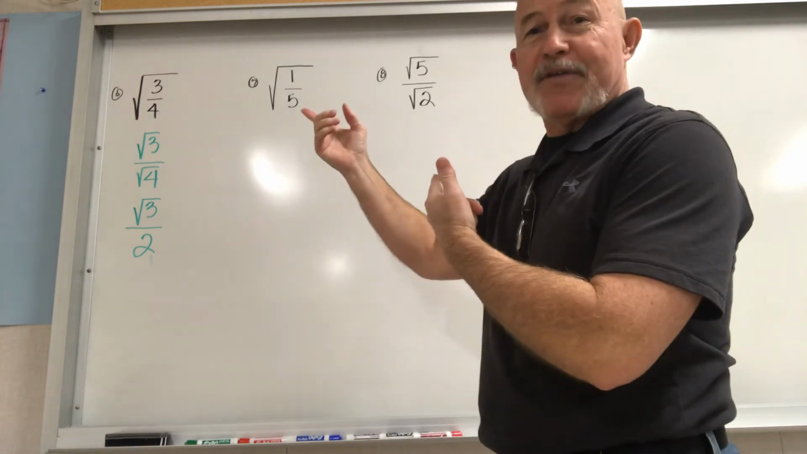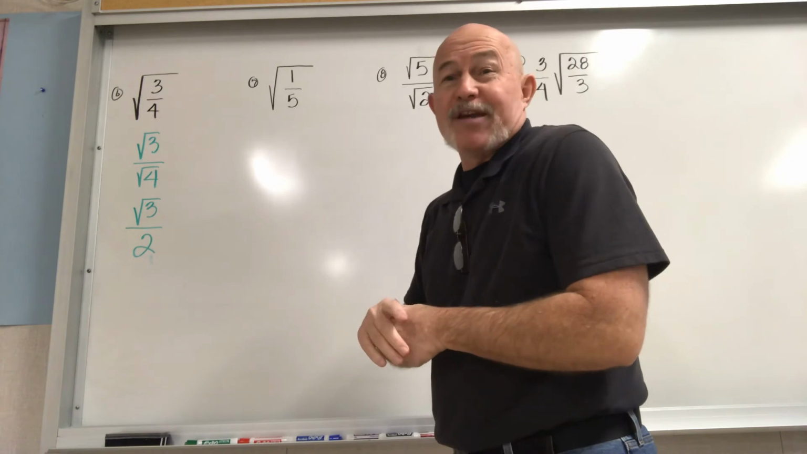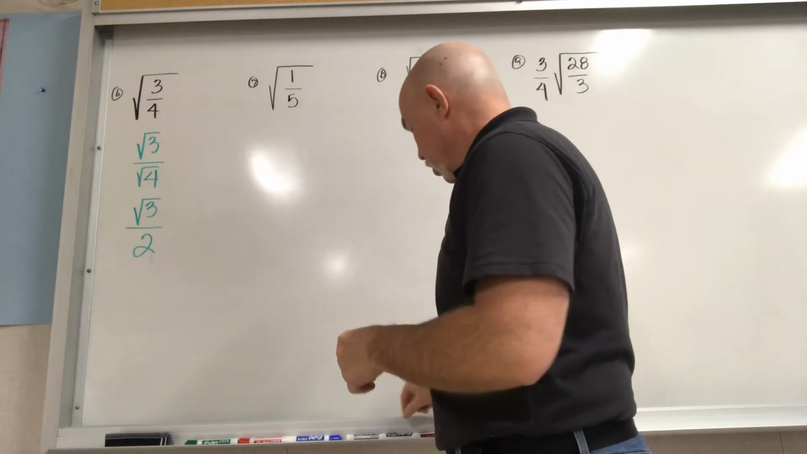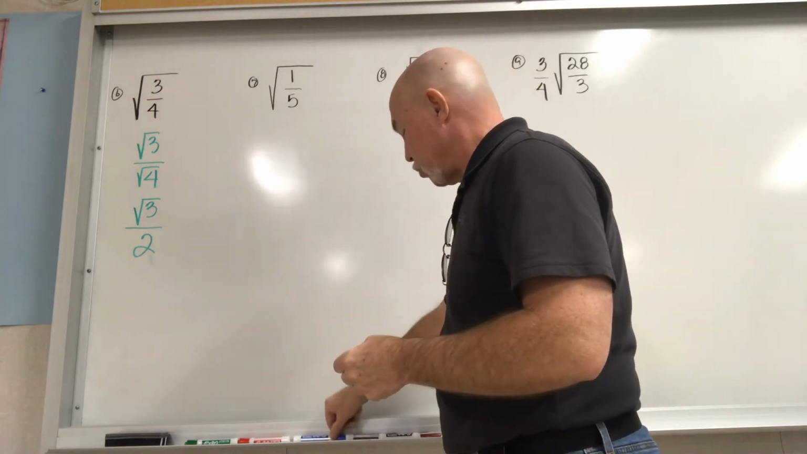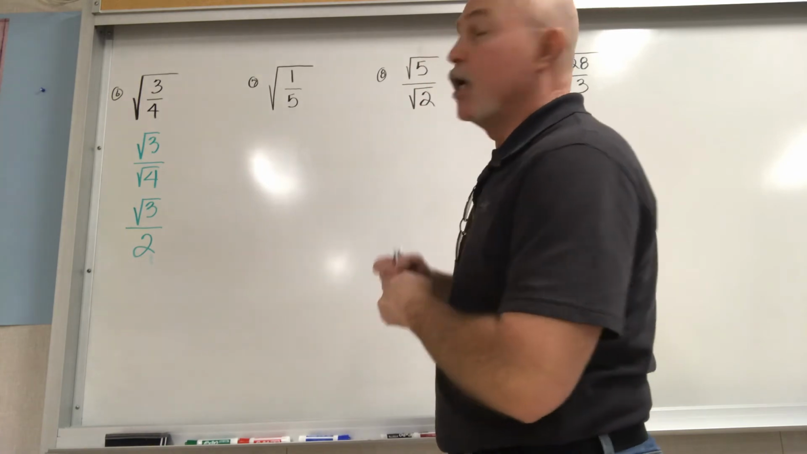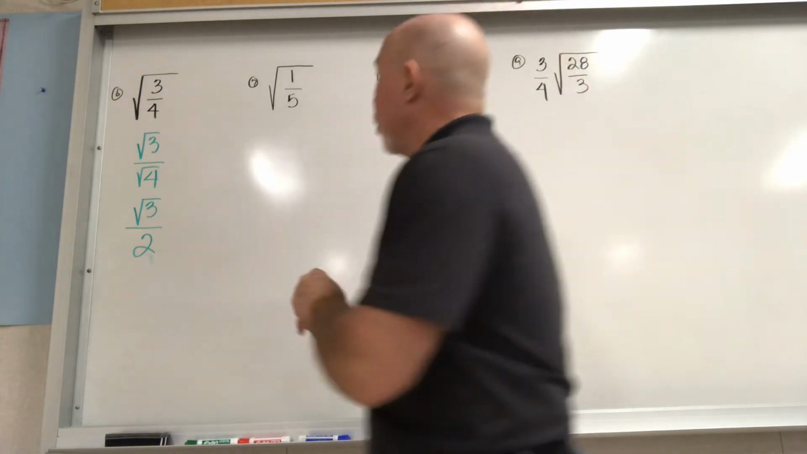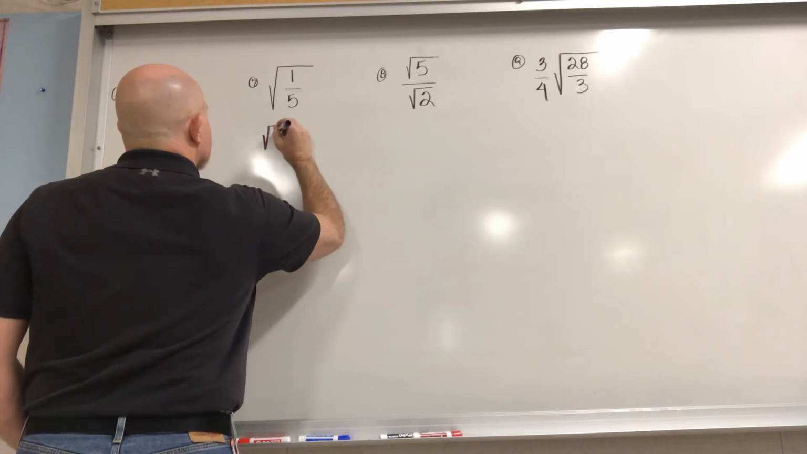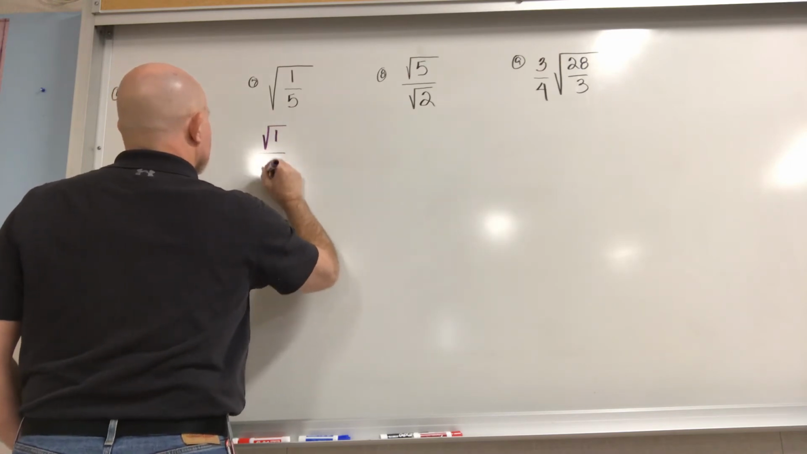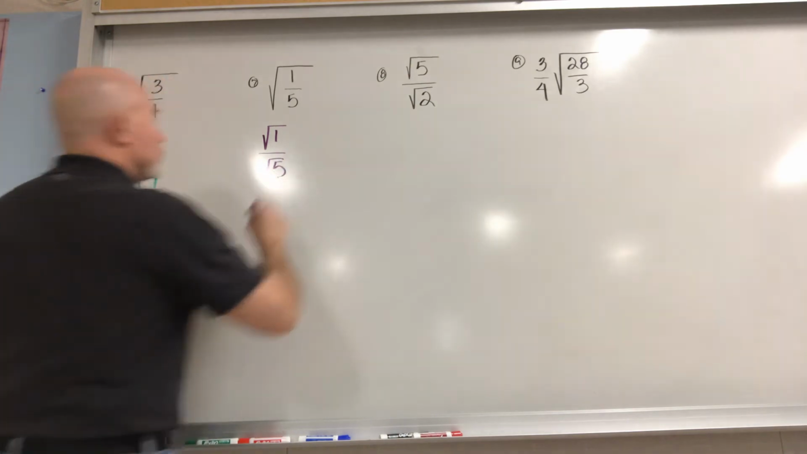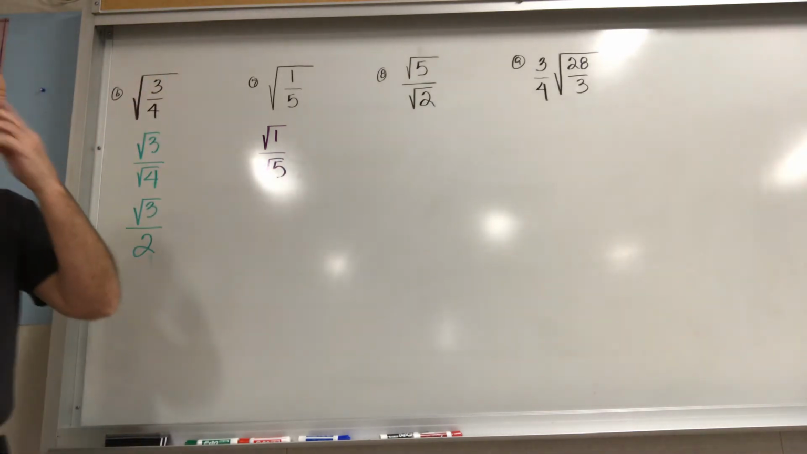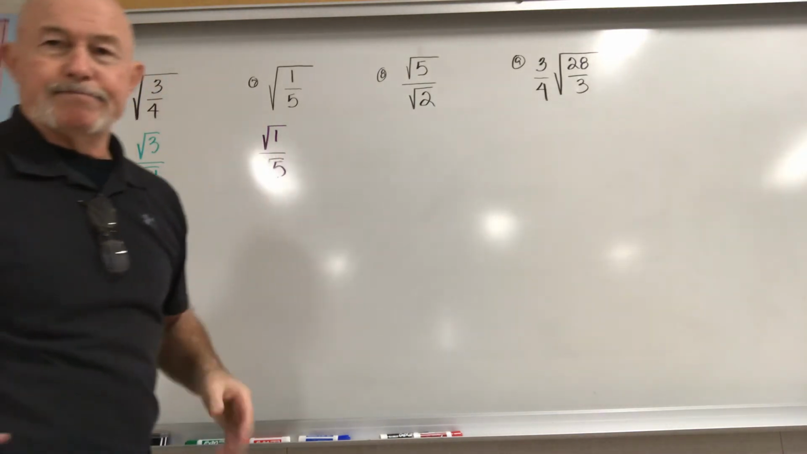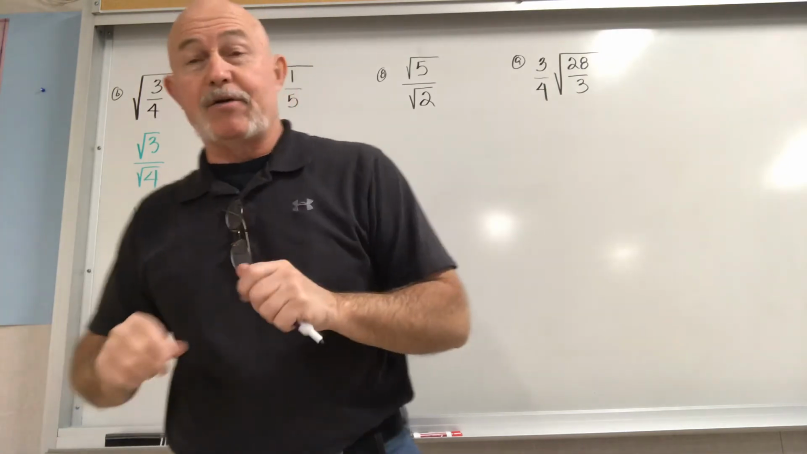1/5. Can we simplify that? No way to divide it, okay? So we'll just say, okay, we'll do it this way. Okay? I'm going to separate it and watch what happens. Okay? Square root of 1 is just 1. Okay, we don't really have to do anything with that.